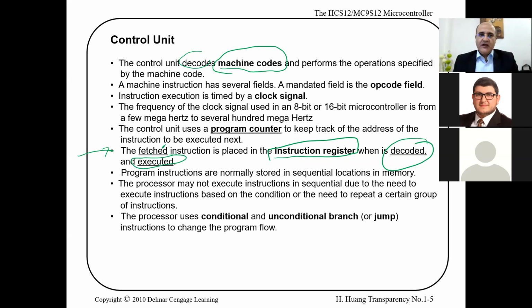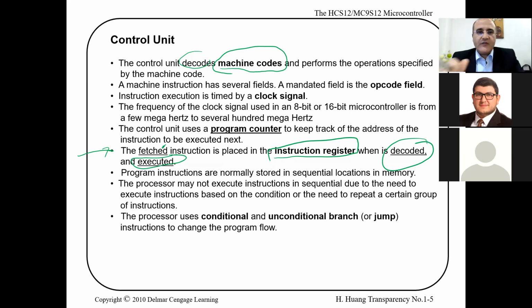This is the basic, very simple functionality of the control unit. When it decodes it, it decides what goes to what line, what goes on the address bus, what goes to the data bus, and so on. And it is related to the hardware design underneath.